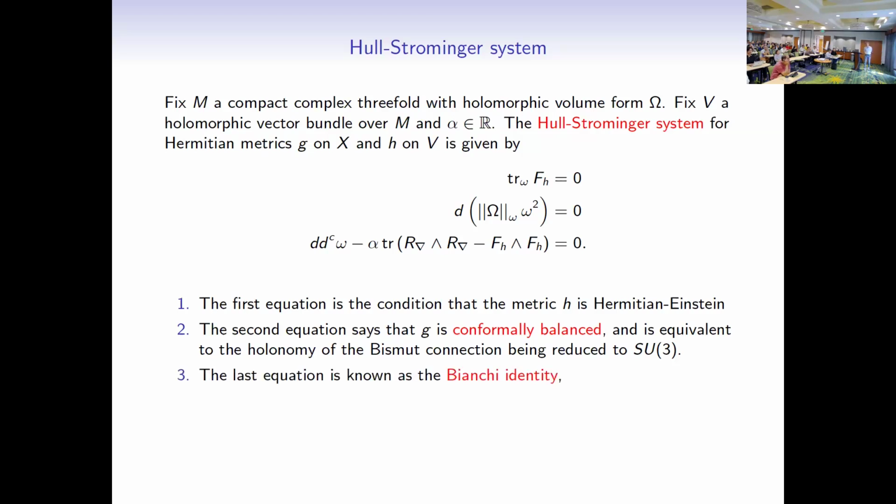Now this last equation is sort of the strangest to my eyes. This is sometimes called a Bianchi identity, or in the physics literature, the anomaly cancellation equation.